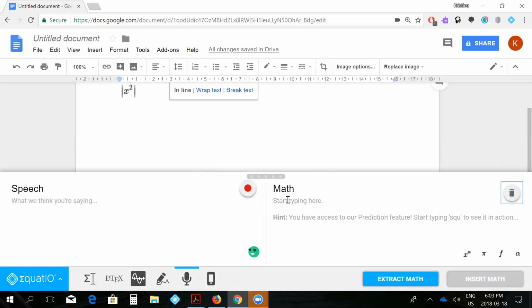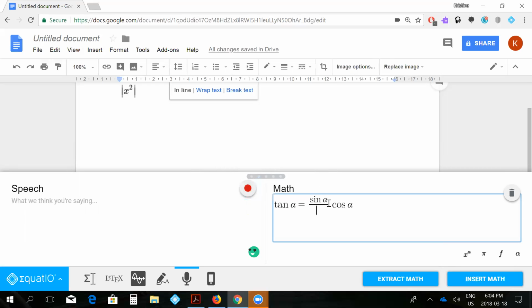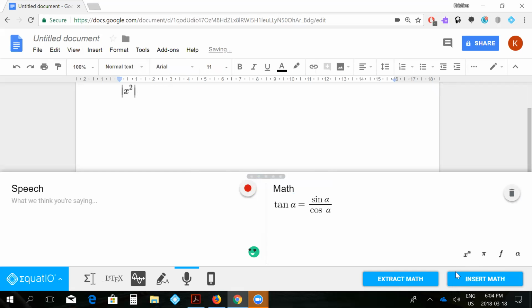Let's see if we can do something a bit more complicated. Tangent alpha equals sine alpha divided by cosine alpha. So we have some trigonometry things. It actually didn't get divided. So we can just put that over there. And so it's not perfect, but it's pretty close to perfect. It's really nice. So there we go. Cosine alpha, I'll take that out. And then I can insert my math right there.